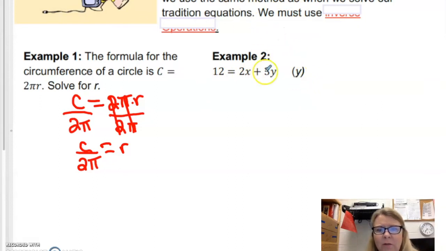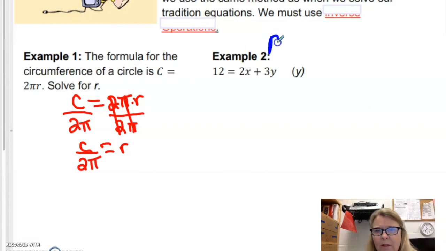So if we're going to solve for y, we need to get rid of the things that are there with y. There's a 2x that we've got to get rid of. And there's a 3 that we've got to get rid of. So how are we going to do that? Well, we do the inverse operation like we had up here. We've got to get rid of the addition and subtraction, and we've got to get rid of the multiplying.